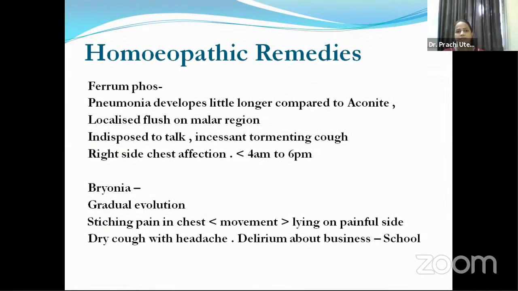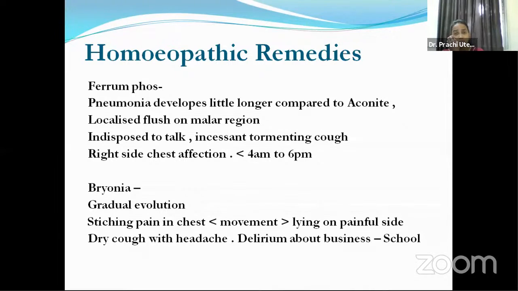Now there are homeopathic remedies enlisted here. Ferrum is usually seen in the starting or initial phase of the pneumonia. Aconite is also one of the drugs in this category, but ferrum pneumonia develops a little longer compared to aconite. A localized flush is seen in the malar region, the child is indisposed to talk, and an incessant tormenting cough is seen. Right-sided chest affection is predominantly seen, and aggravation is 4 to 6 p.m.